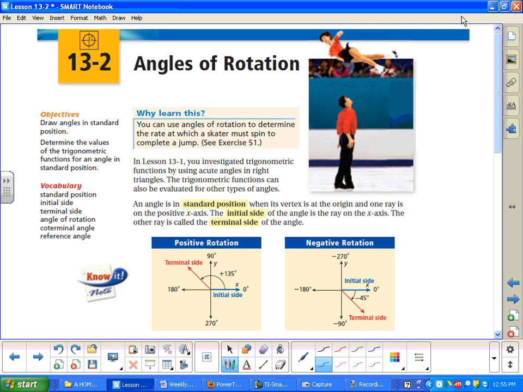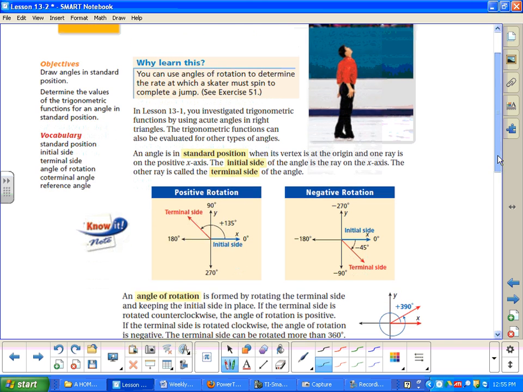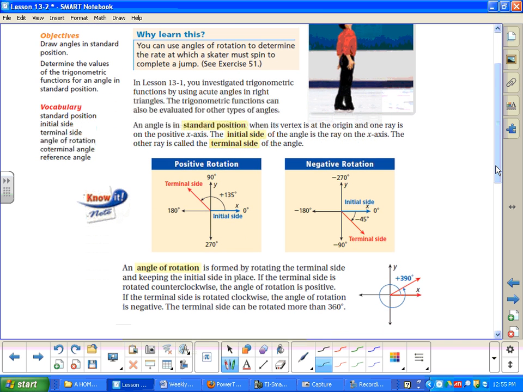Okay, angles of rotation. We're going to talk about the different angles that we work with our triangles and also with the coordinate plane. There's quite a little bit of terminology in this, so you need to make sure that you pay attention to the terminology.